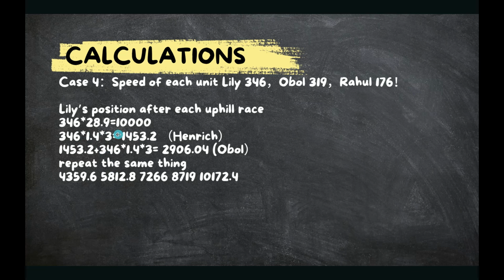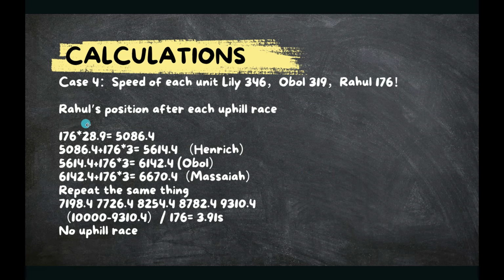Okay, so after Heinrich moves, she's at 1,453 meter, and after Obo moves, she comes to 2,906 meter. And if you repeat the same thing, we'll get 4,000 meter, 5,000 meter, 7,000 meter, 8,000 meter, and 10,000 meter. Okay, and from this 8,719 meter to 10,172 meter, she used less than 3 seconds, about 2 point something seconds. So not that much uphill race when she reaches the finish line. Okay, so let's take a look at other units' position.